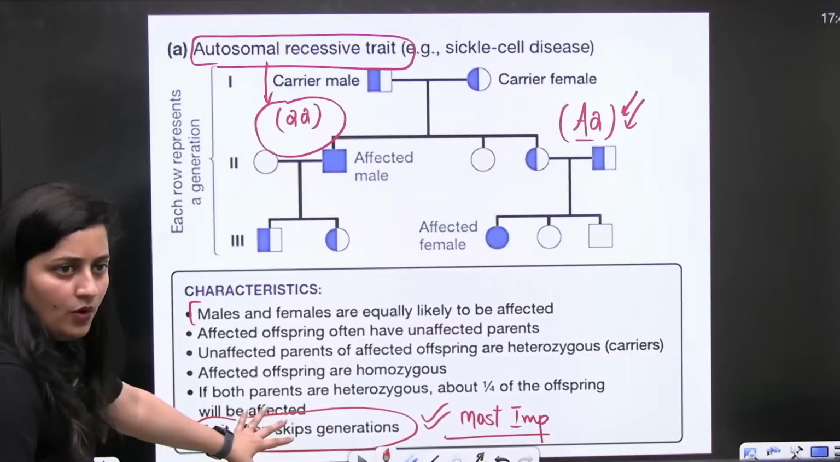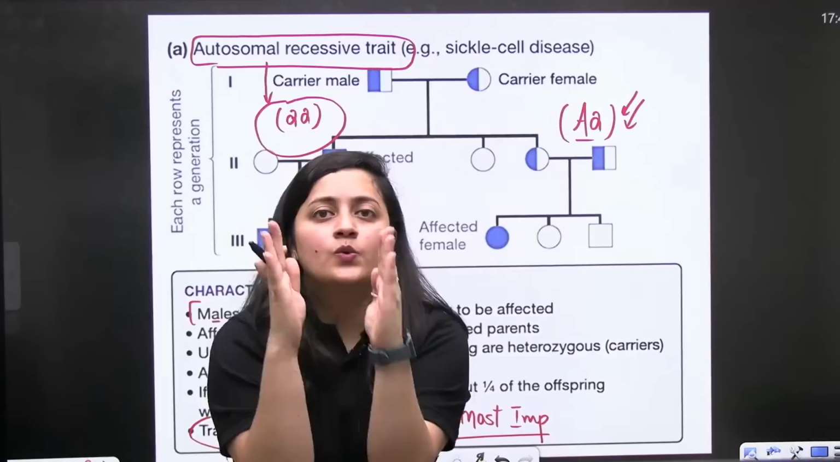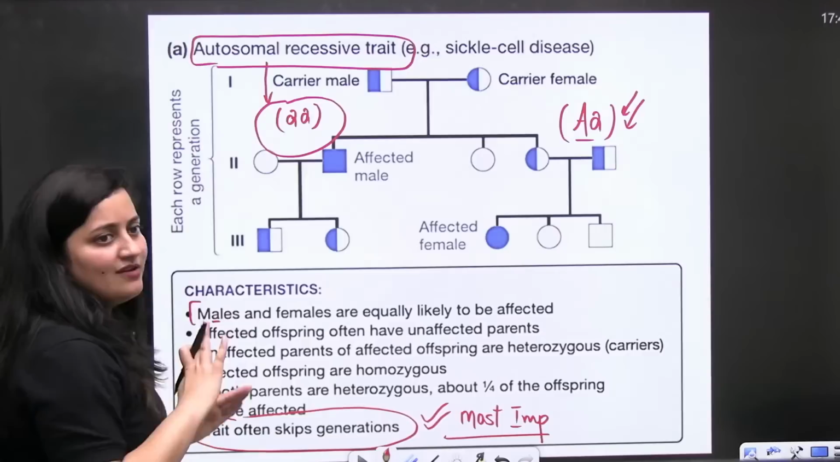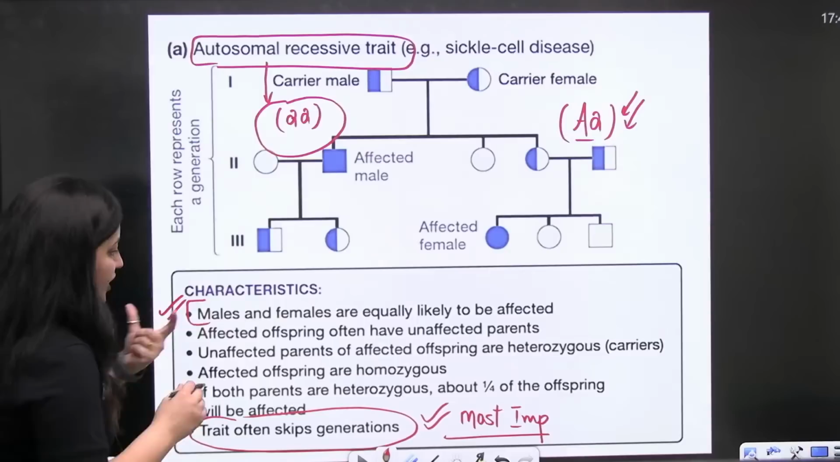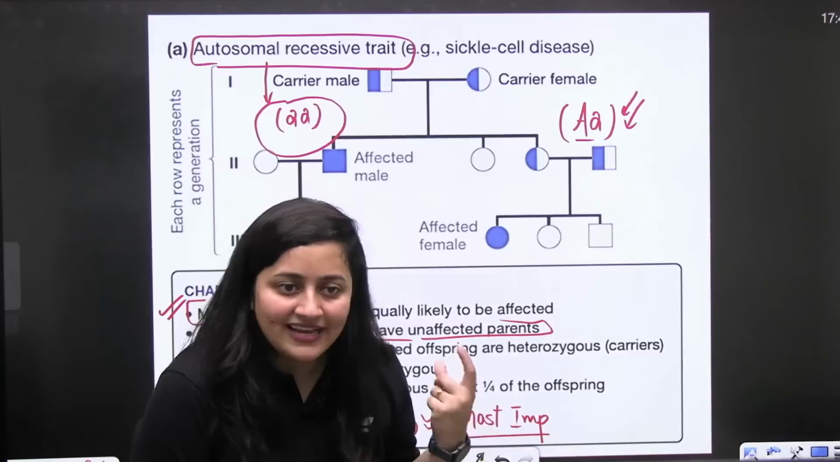Most important point. Whenever the word is autosomal, autosomal dominant, autosomal recessive, male and female both are equally likely to be affected. Keyword. Because in X-linked dominant and recessive, these conditions will not be there. So, here you can see affected offspring often have unaffected parents. Right, Rajni? Right, Sahil? Right, Harry? Chris? Yes, bachche? Is that clear? This is a very important point.